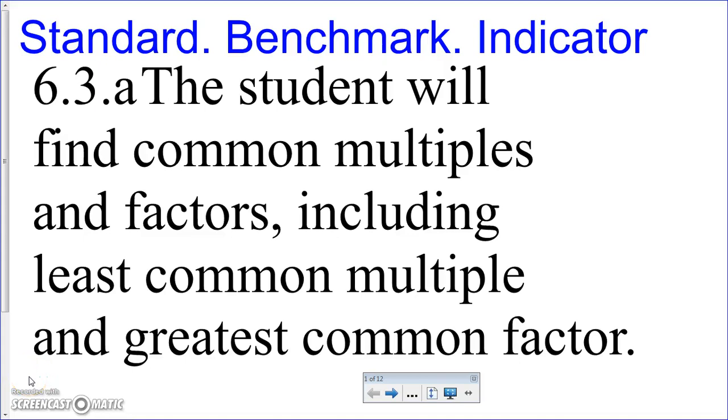Today we'll be looking at the least common multiple and the greatest common factor of sets of numbers. Please copy down the standard benchmark indicator on a clean page in your math notebook. The student will find common multiples and factors, including least common multiple and greatest common factor.